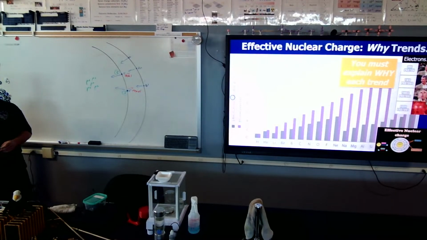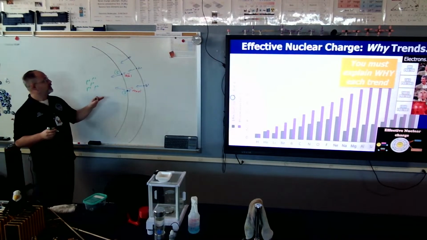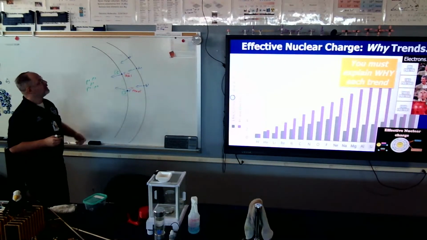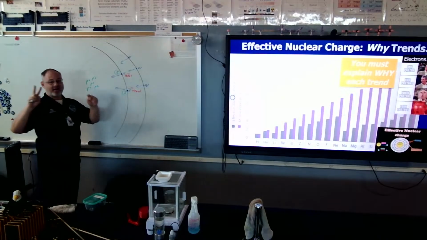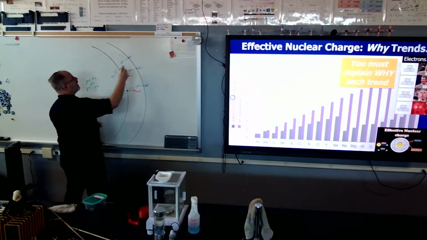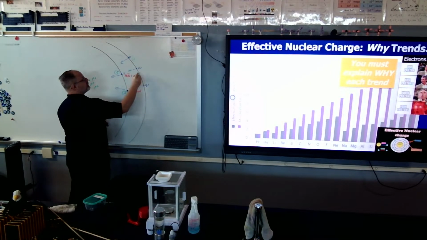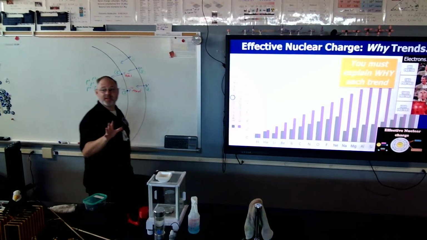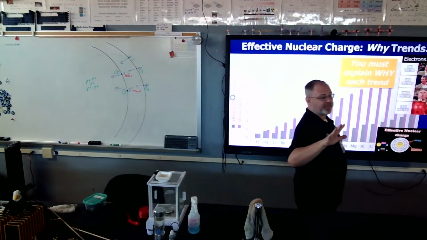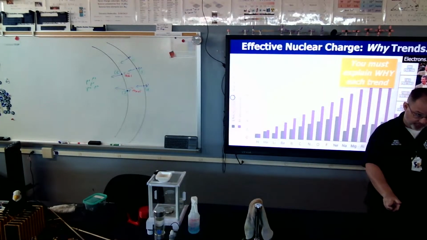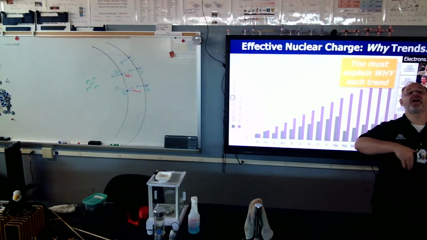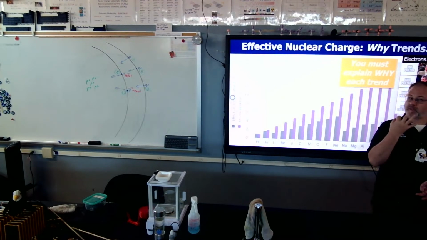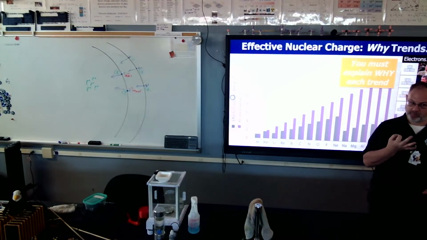But then the outer shell is interesting. The outer shell is attracted to 5, but blocked by 2. So this outer shell has an effective nuclear charge of 3. Same with this one. The outer shells, they're attracted to 5 protons, but they are repelled by 2 electrons. So we say they have an effective nuclear charge of 3. Does that make sense? Because this is super important.